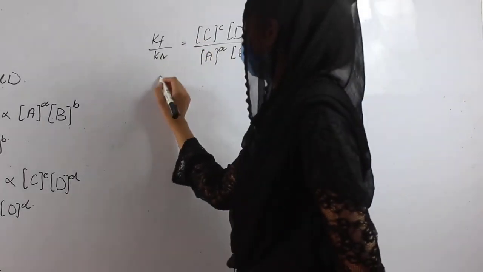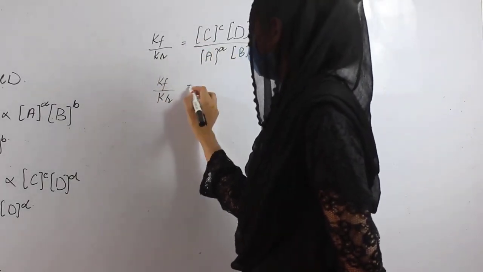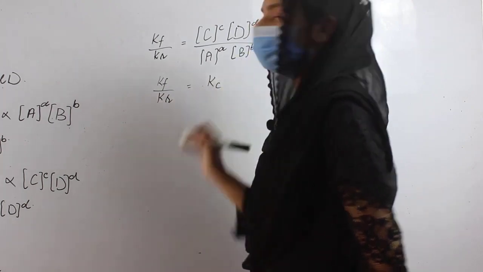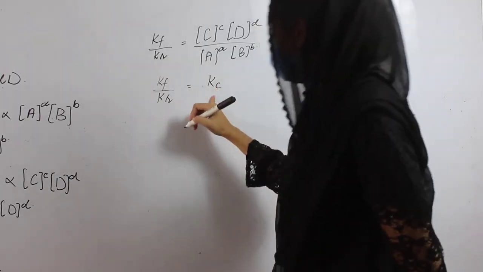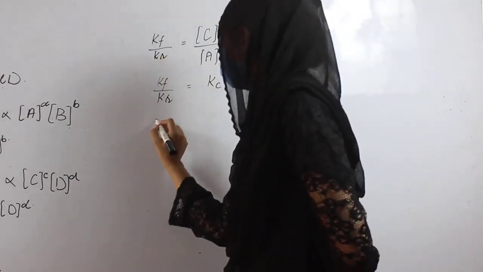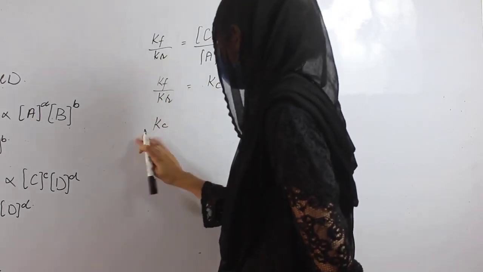In place of the constants of the forward and the reverse reaction, we introduce a new constant, that is the equilibrium constant, and the equilibrium constant is put in the place of the forward and the reverse constants.